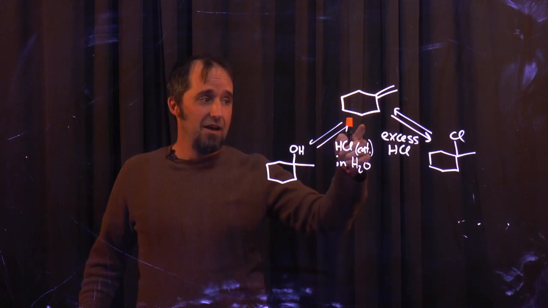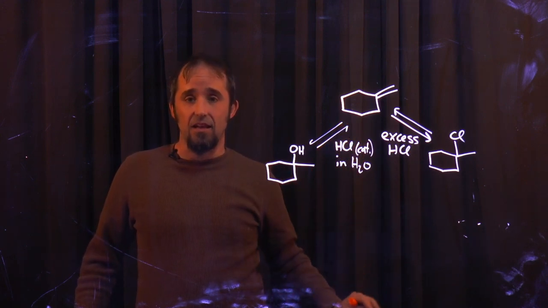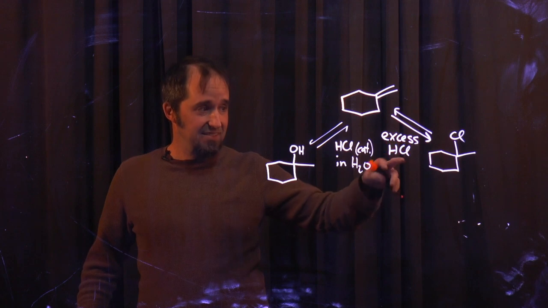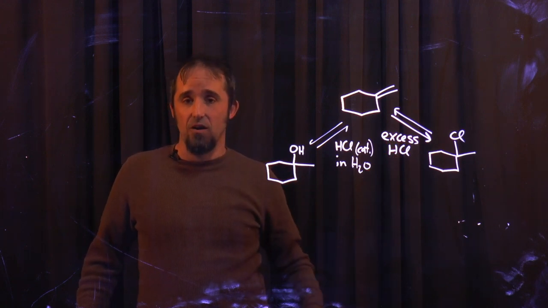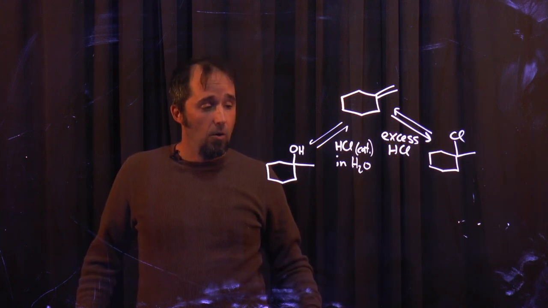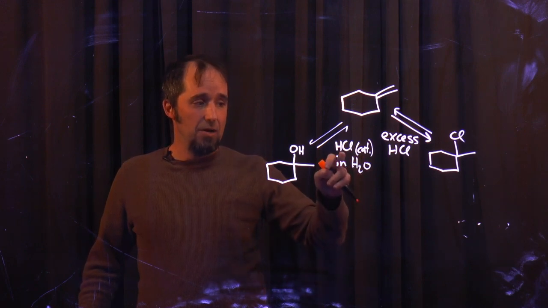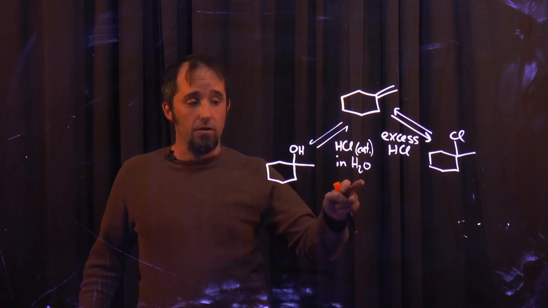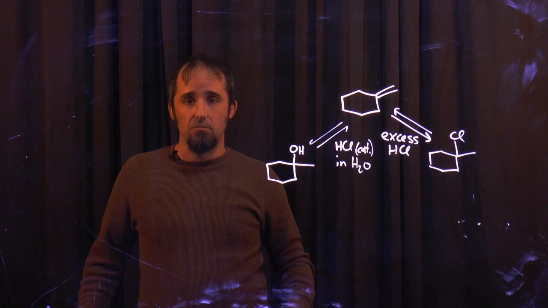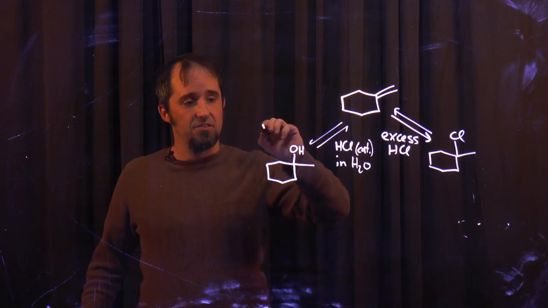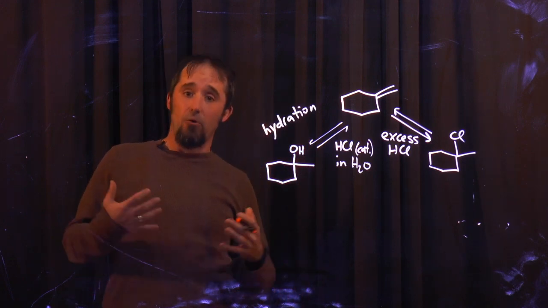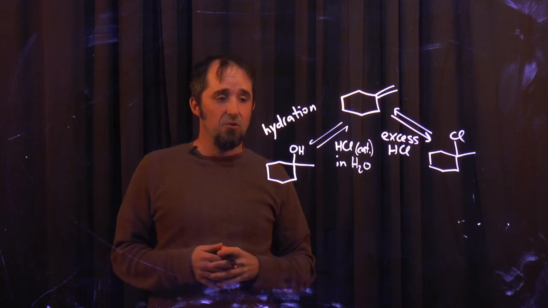We can start with an alkene and get an alkyl halide by treating it with excess acid, HCl, HBr, etc. Or we can use a catalytic amount of strong acid in water and end up with an alcohol. This is called a hydration reaction. So we're starting to build some power, right? We're able to make a diverse amount of things.